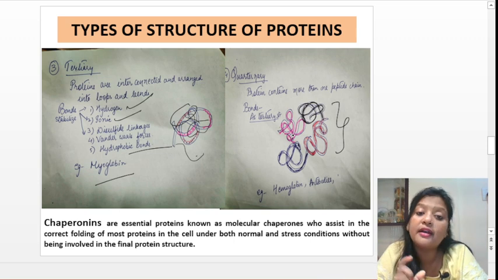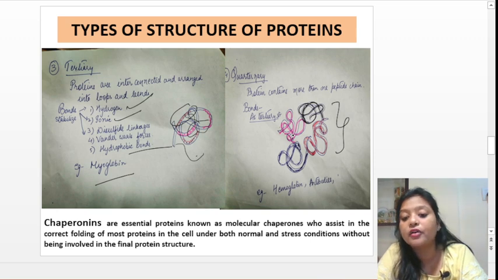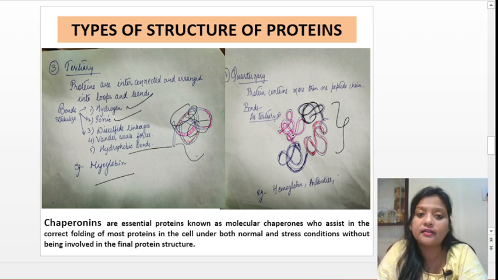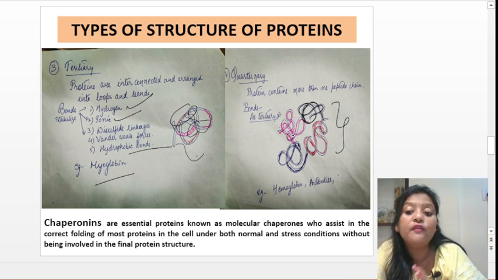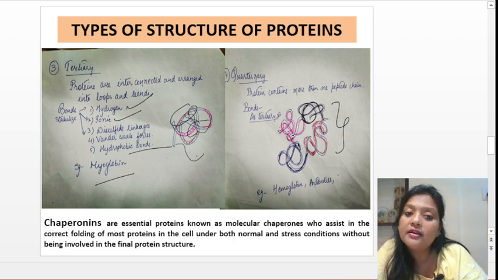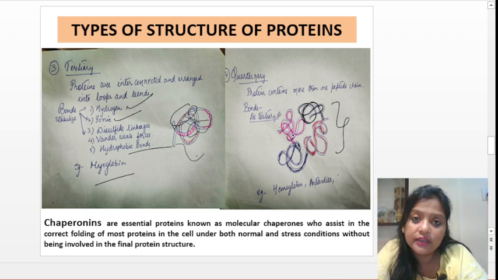Chaperonins are essential proteins which help during these times. They will assist in the correct folding of proteins in the cell. This occurs under both normal and stress conditions. They do not get involved inside the protein structure, but externally, from outside, they help in the correct folding.